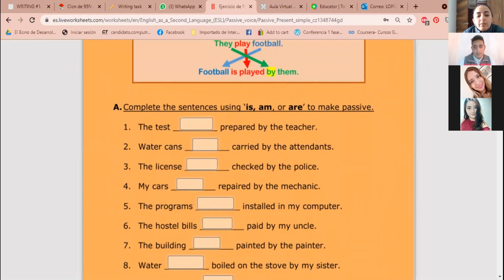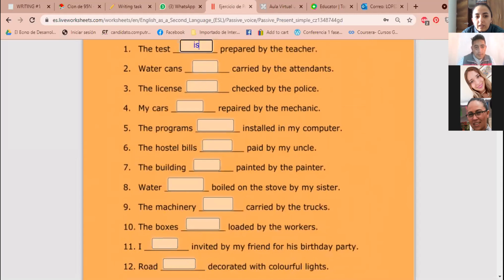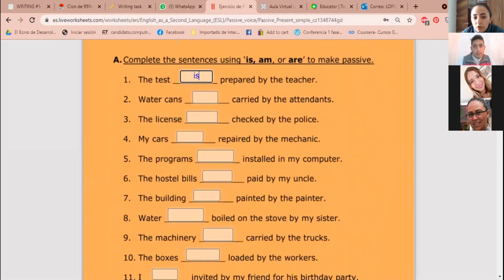Por ejemplo, tenemos la primera. The test prepared by the teacher. ¿Cuál sería la forma del verbo to be que elegirían? Is, am o are. Is. Perfecto. Estamos hablando de la prueba, ¿no es cierto? Is, that's right. So, the test is prepared by the teacher. So, this is going to be the first part. Ustedes tienen que completar 11 oraciones con is, am o are.